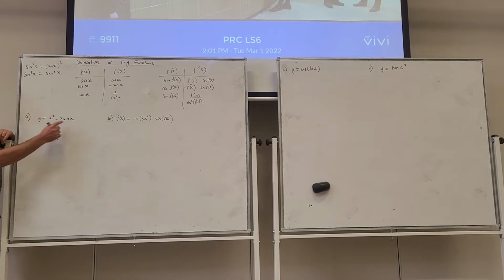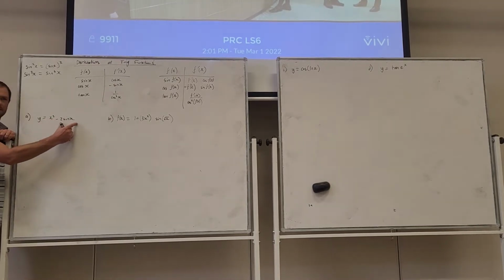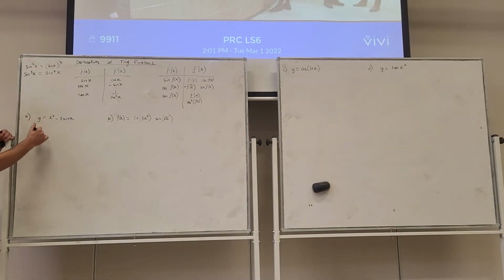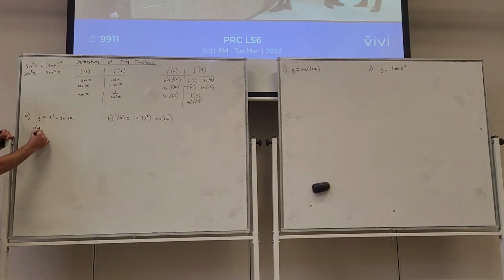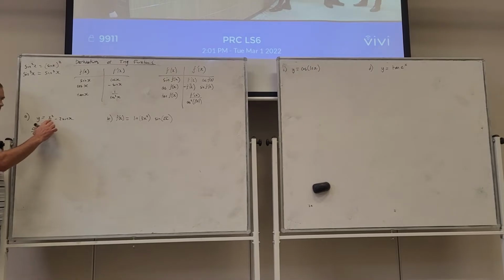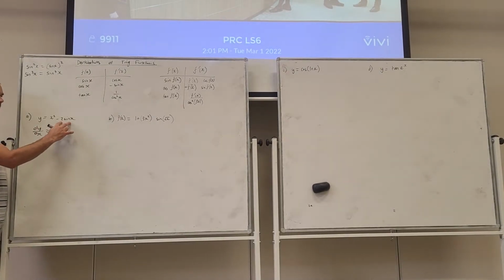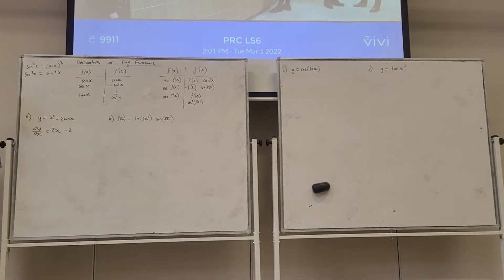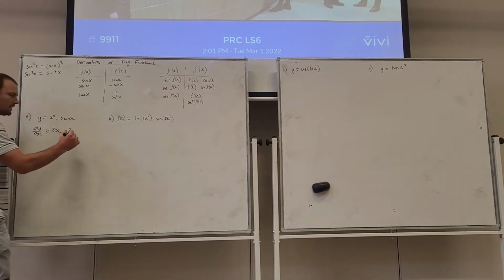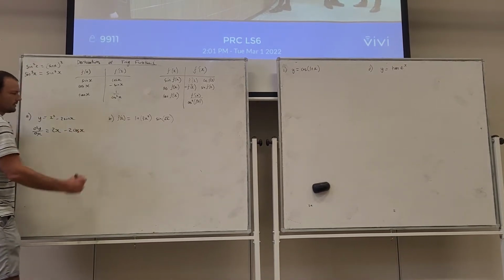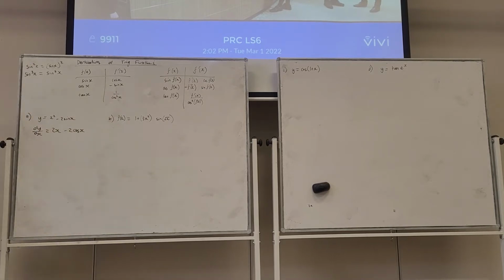We're going to differentiate this. We're going to differentiate term by term. This is our first term. This is our second term. And so we can go straight away dy/dx. That's going to be 2x. And this one is going to be take away 2. The 2 is just going to hang out there. And the derivative of sine x is cos of x. Okay, just using the table there.